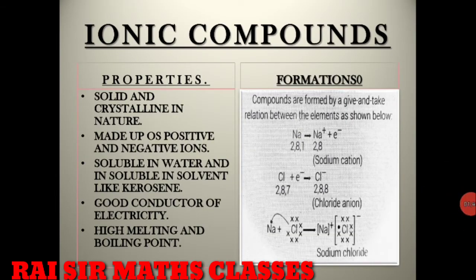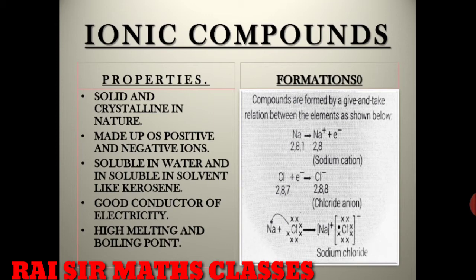The second topic is ionic compounds. What are ionic compounds? We are going to continue this topic on the basis of their formation and their properties. Starting with the formation part, here you can see it is written like this: the compounds are formed by a give and take relation between the elements, shown as.